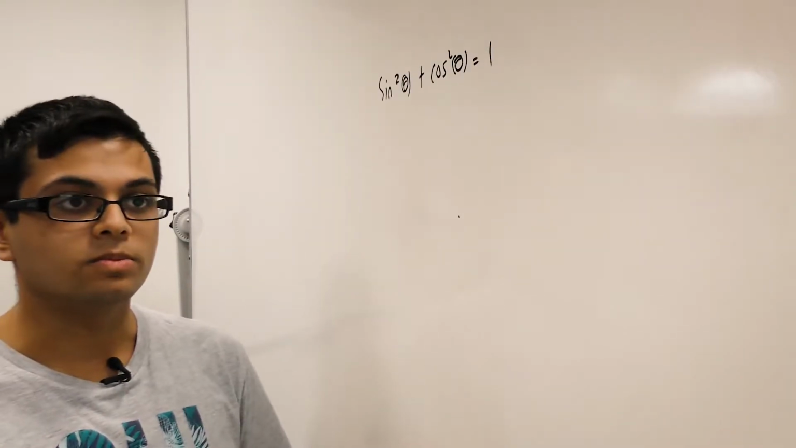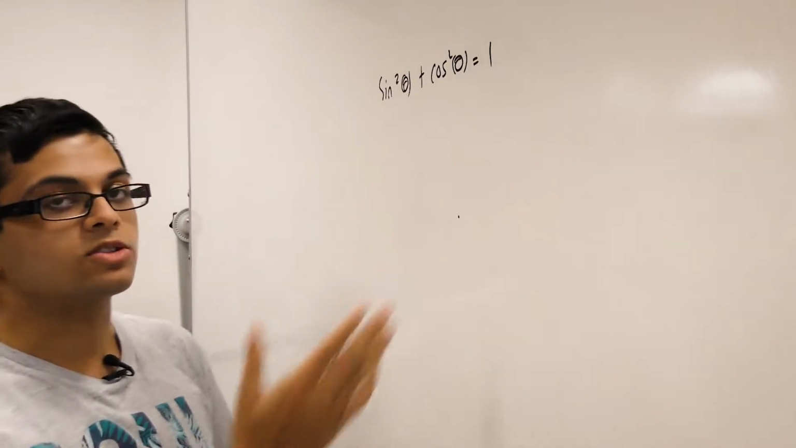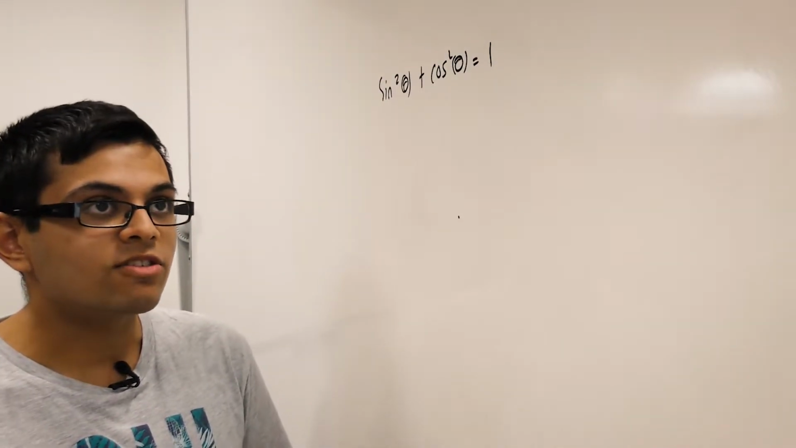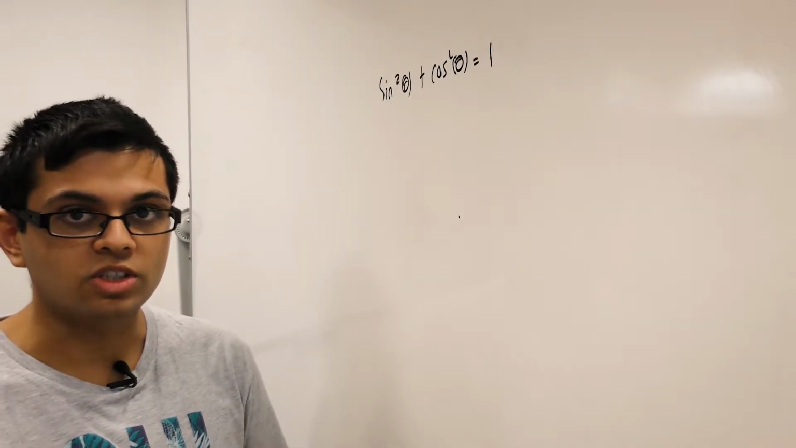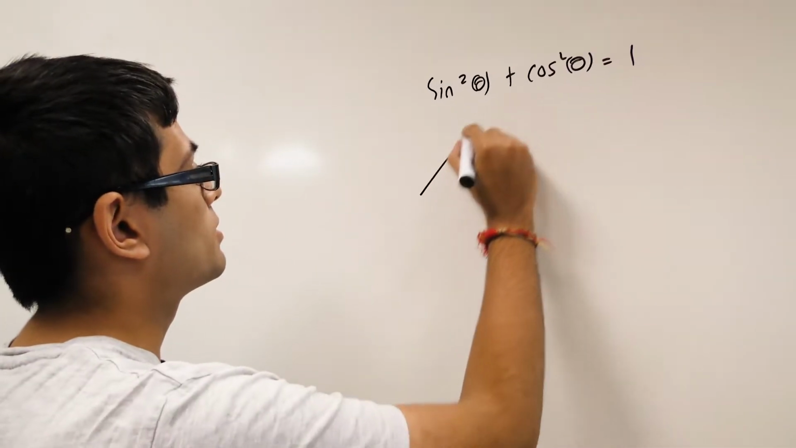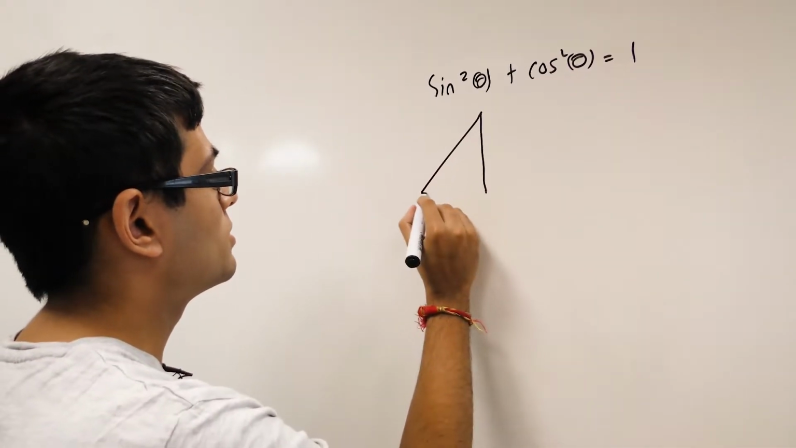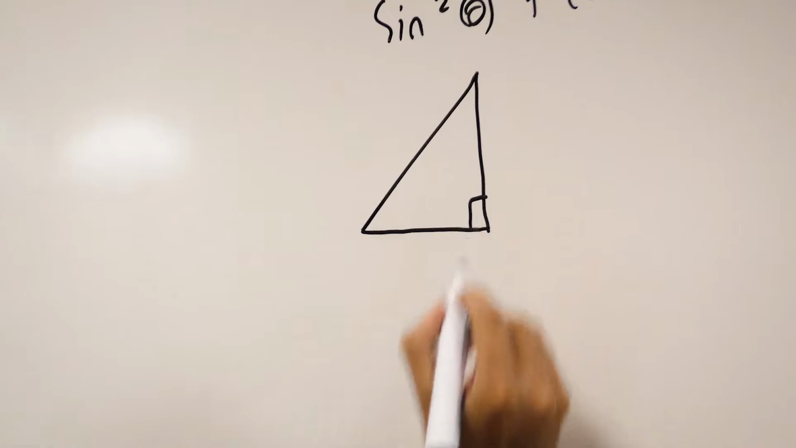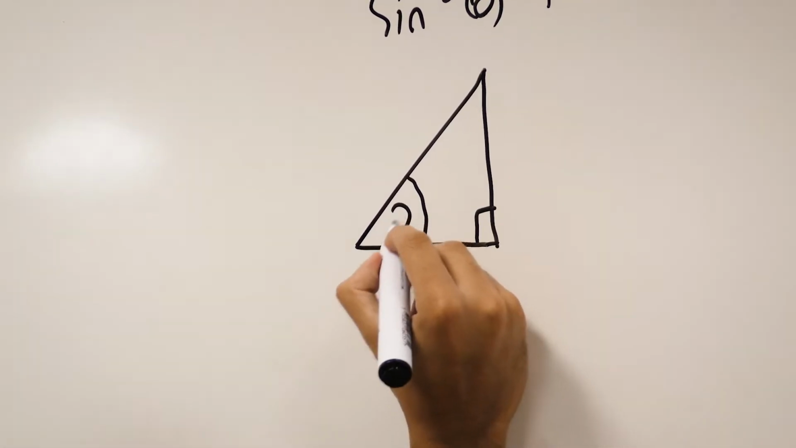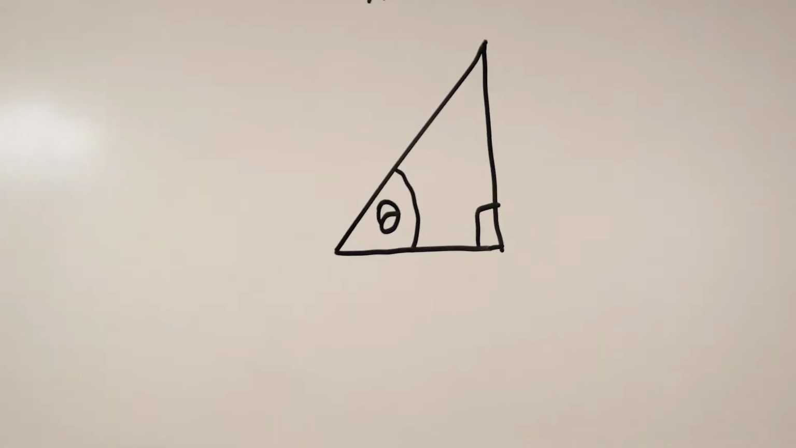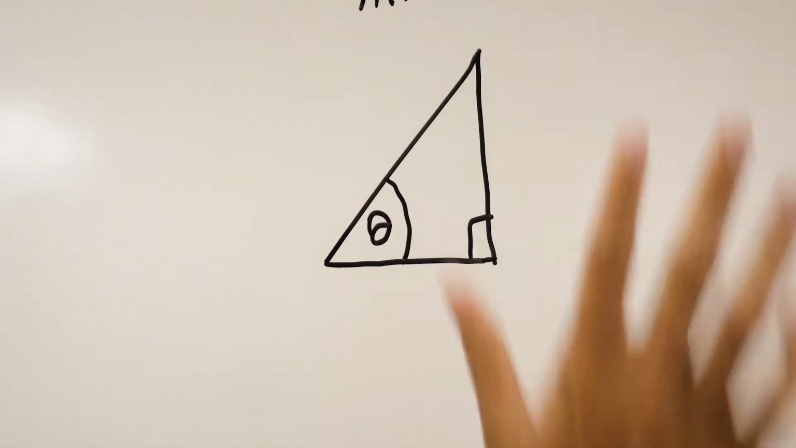Now, not many of us will be used to dealing with sine and cosine as functions, so we have to think about ways in which we are used to dealing with them. So, let's draw a right-angled triangle. Here's my right angle, and I'm going to call this angle theta. For now, let's not worry about sine and cosine.